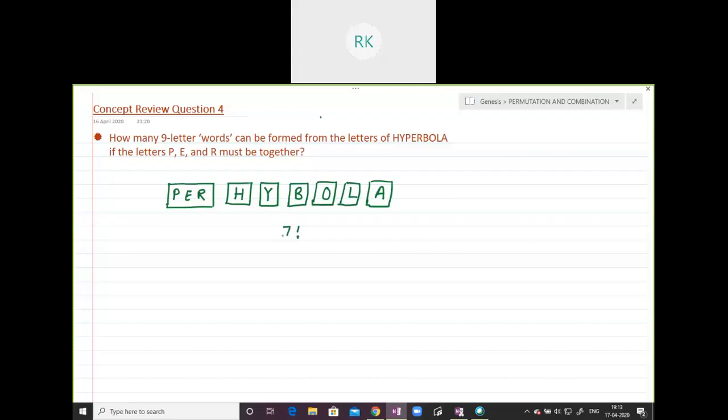Now check, is there any box repeating? No, not at all. Now I'll also rearrange the letters inside this box. How many are given there? 3 factorial. No other arrangement. That should be the answer: 7 factorial into 3 factorial. 7 factorial will be how much? 120 into 6 is 720. 720 into 7. You know? So I hope you'll get this answer.